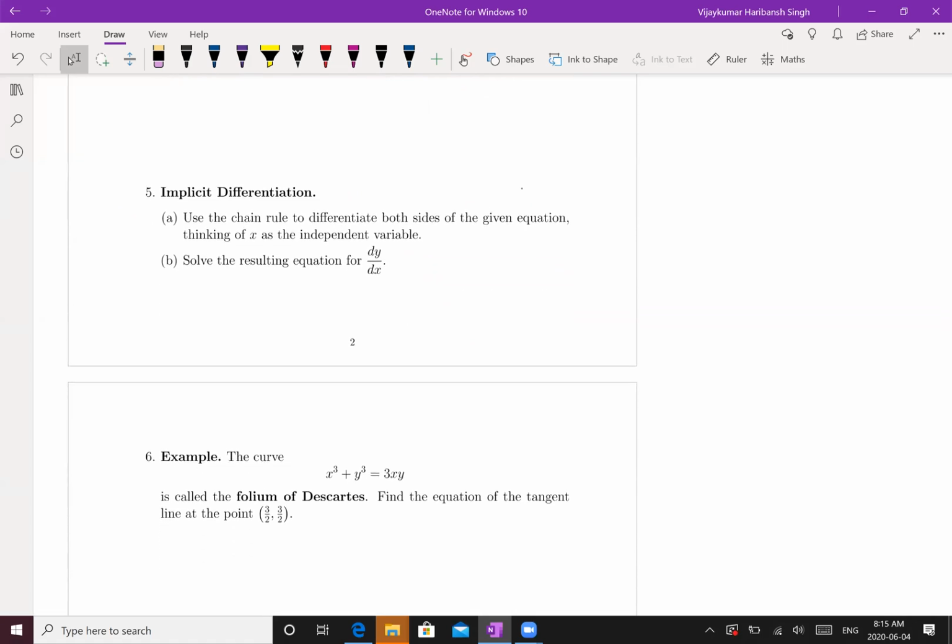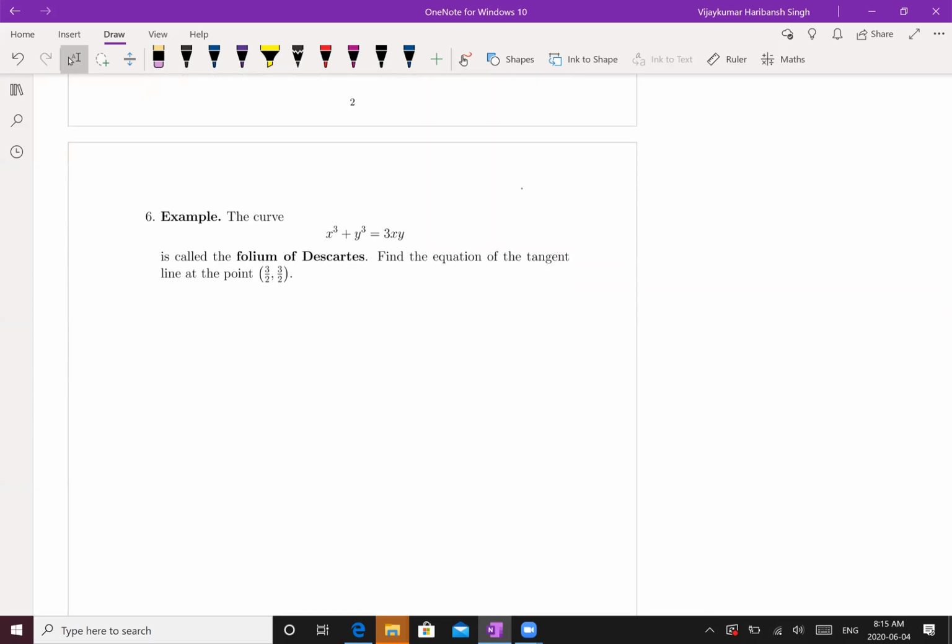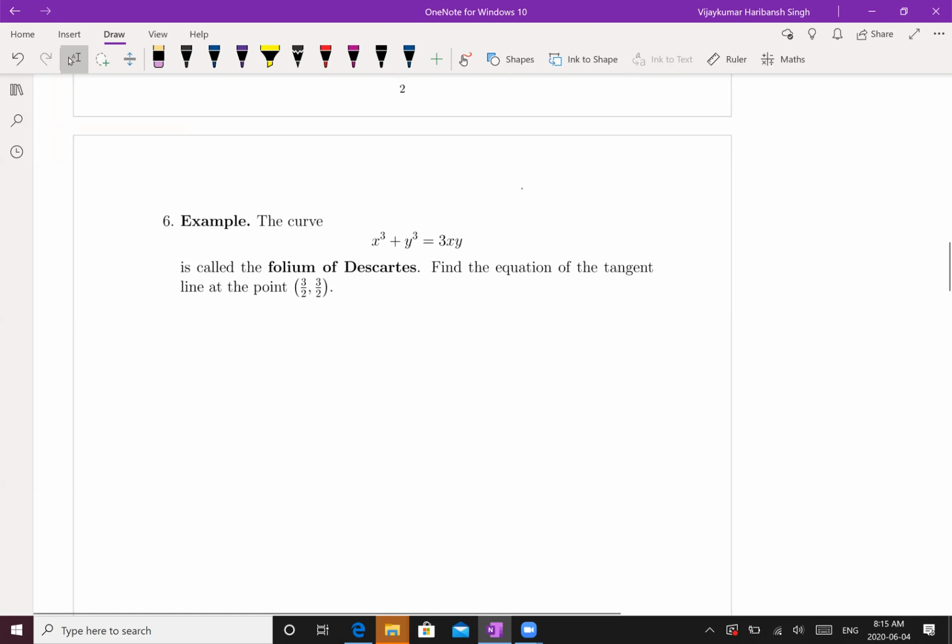So the idea is as follows. Use the chain rule to differentiate both sides of the equation, thinking of x as the independent variable. Solve the resulting equation for dy by dx. So let's look at the first example. The curve x cubed plus y cubed equals 3xy is called the folium of Descartes. Find the equation of the tangent line at (3/2, 3/2). So how do we go about it? Well, we'll differentiate both sides. We will not try to solve for y in terms of x, but we'll differentiate both sides with respect to x.